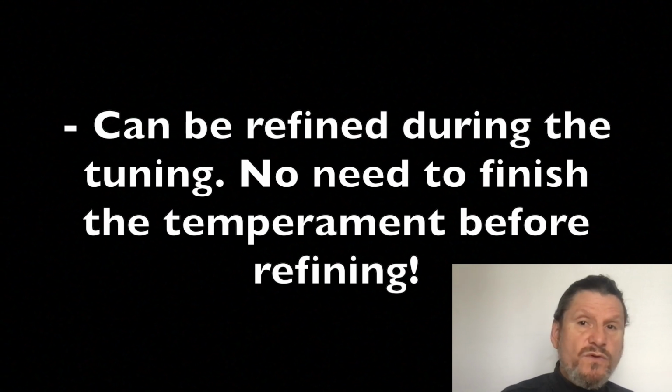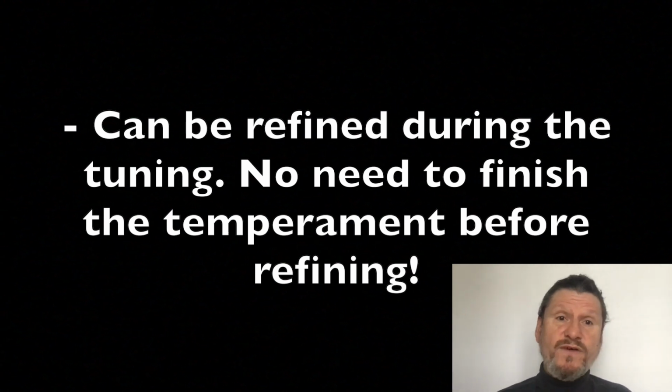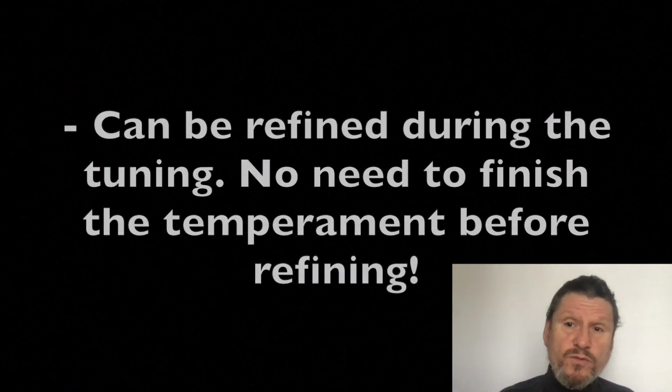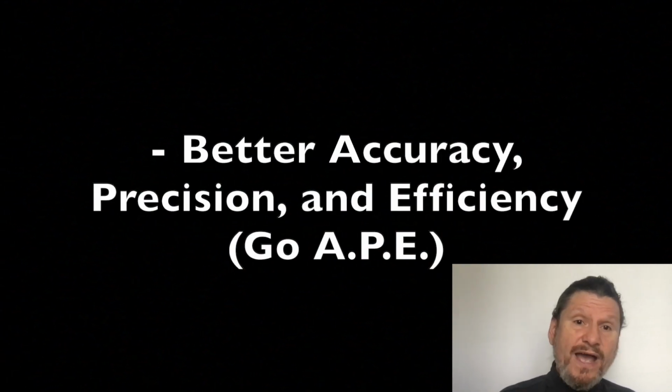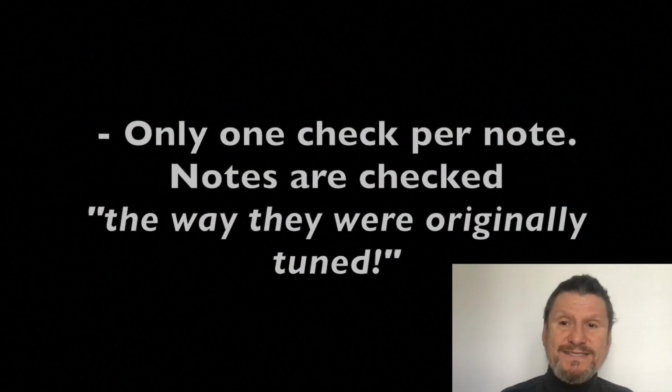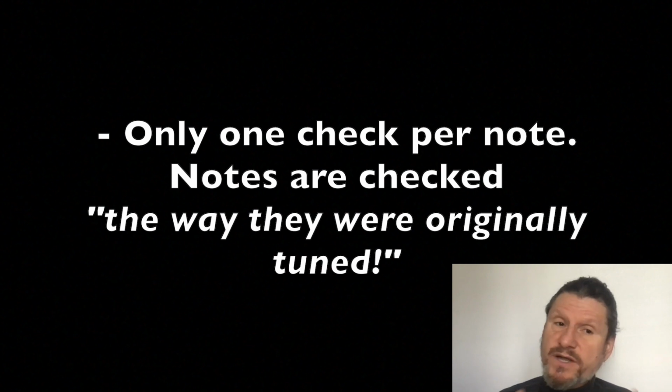Most other sequences require you to be finished before you can refine, due to poor accuracy and poor precision that we've already discussed using the fourths and fifths. And when refining, you have to do it with multiple tests, not the single test that the Goal Ape system uses to tune each note, which makes the Goal Ape system much more efficient.